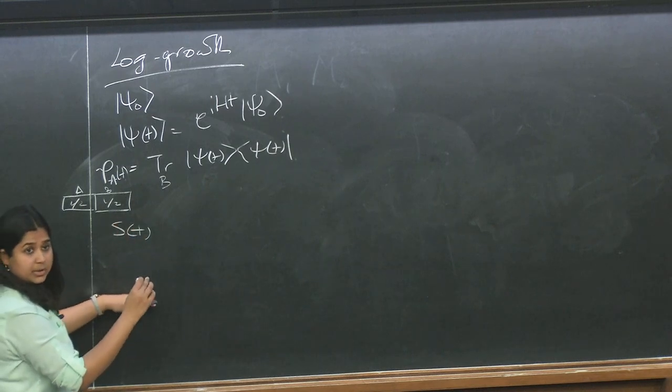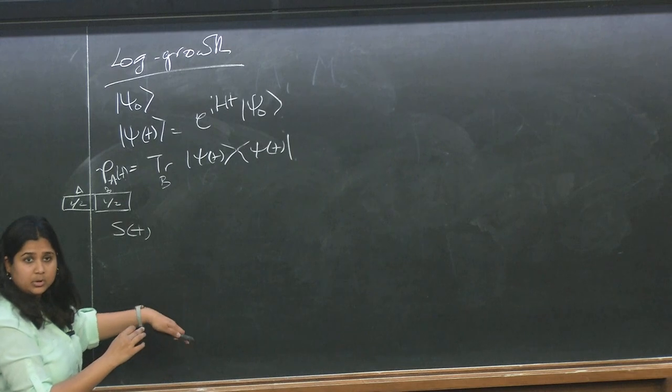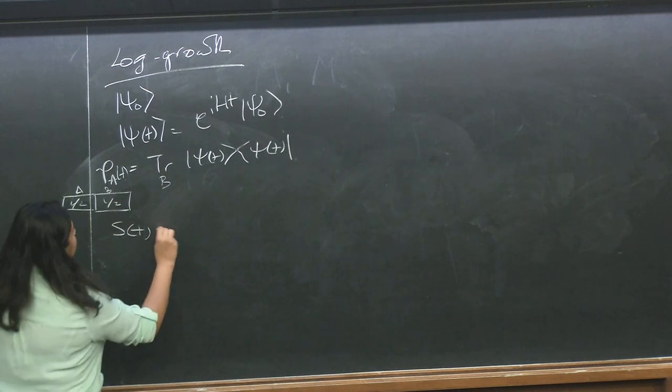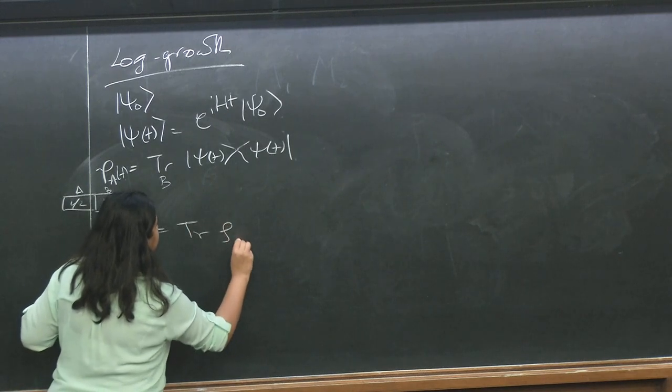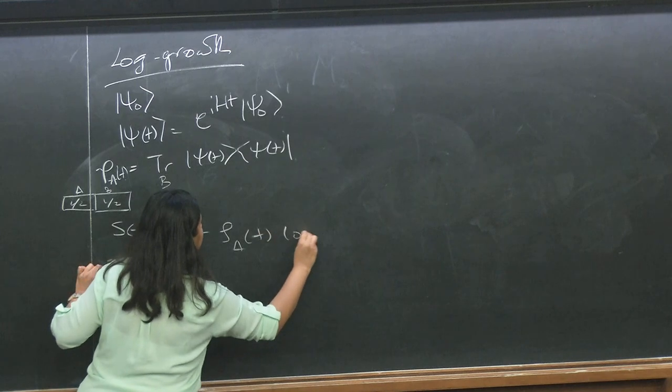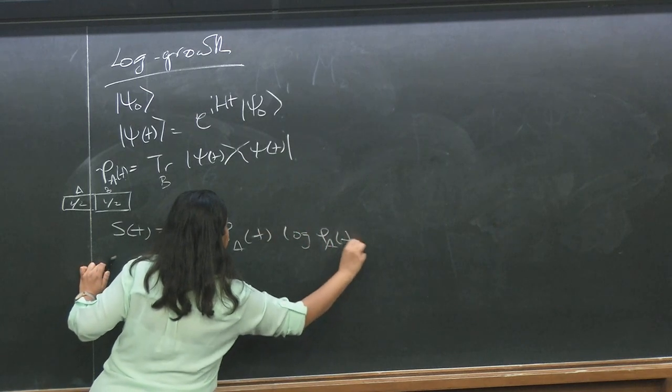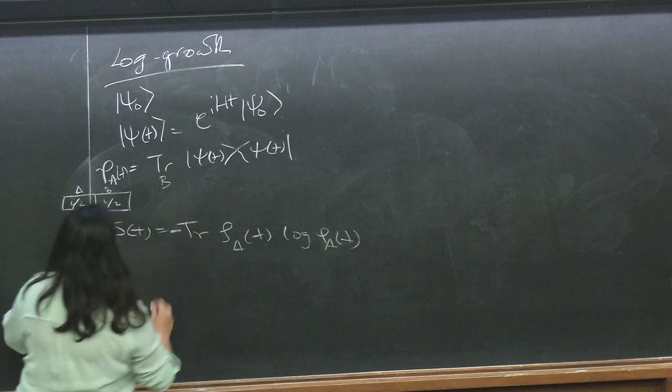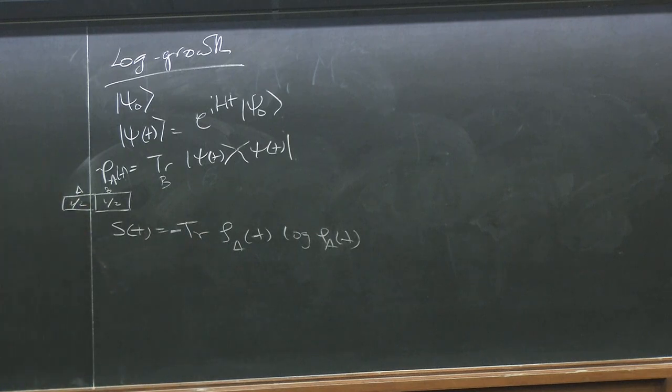Tell me when I should, can you see all the way to the bottom of the board? Okay. So S of t is minus the trace of rho_A of t log rho_A of t. And this is the quantity that's being plotted in those graphs. Okay, so that's what we want to compute.